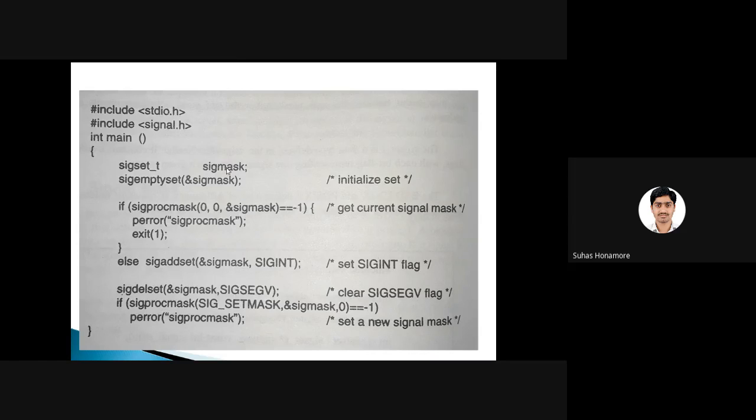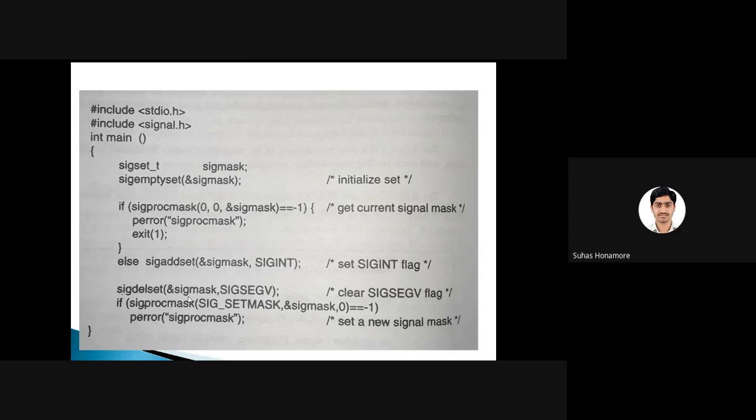That is one variable we took, sigmask. From that we cleared all the things to 0. Then we extracted the default values from the kernel here. Then for that, one extra thing we added, that is SIGINT, and one we deleted.